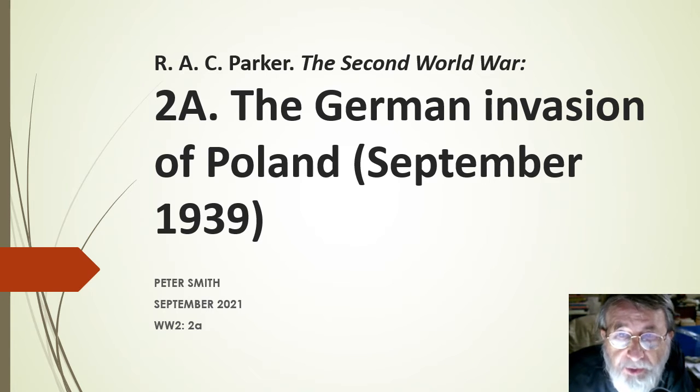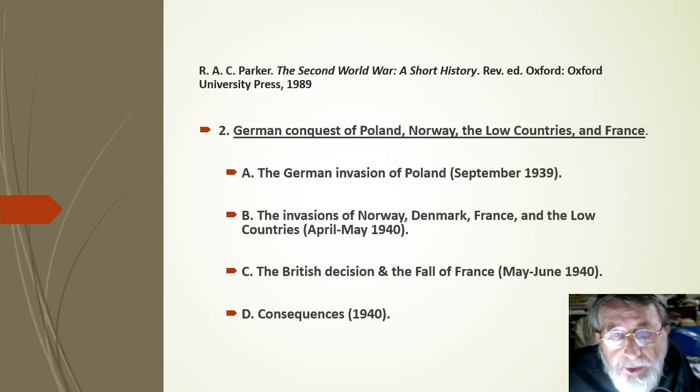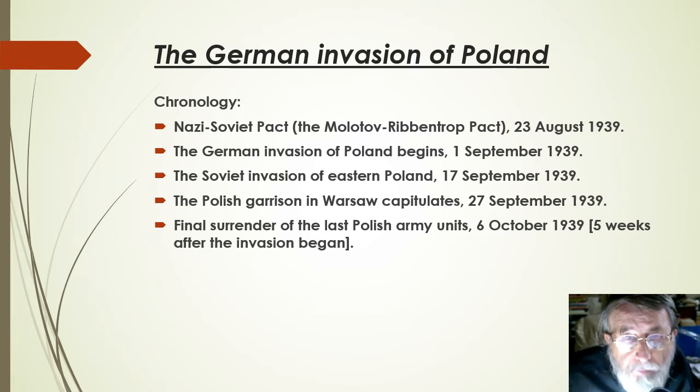Today's video is on the German invasion of Poland in September 1939. This is part of my summary of Chapter 2 of Alistair Parker's short history of the Second World War, which, as the whole chapter, deals with the conquests of Poland, Norway, the Low Countries, and France. That's 1939 to 1940.